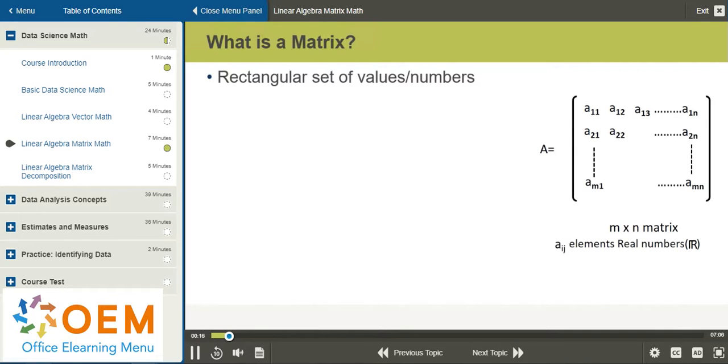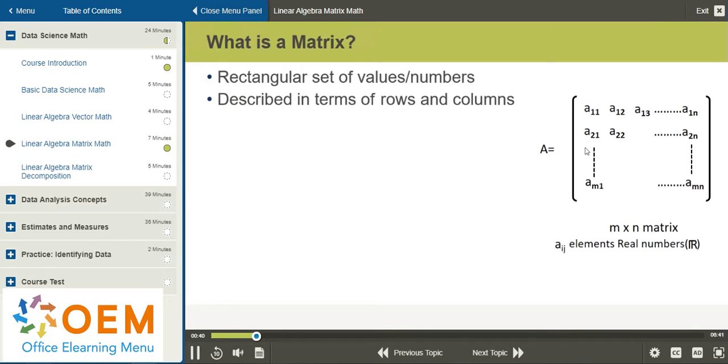So in this matrix A, on the right-hand side, we have a list of rows going down. So the A11 entry is row 1, column 1, A21 is row 2, column 1. So these are the rows going down the side, and then across the top, we identify these by columns.